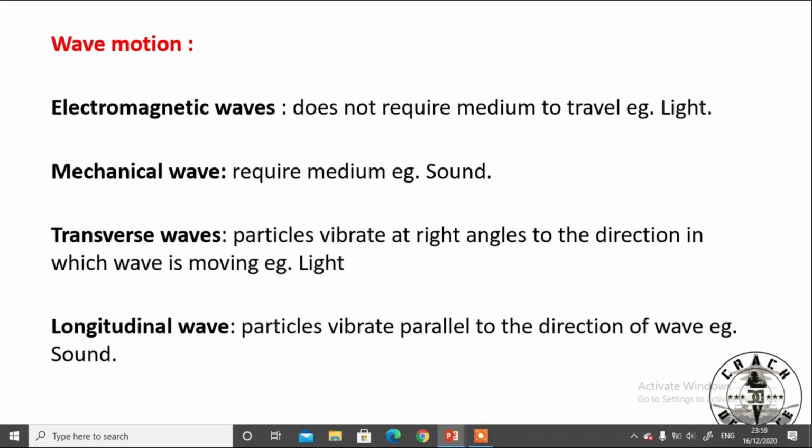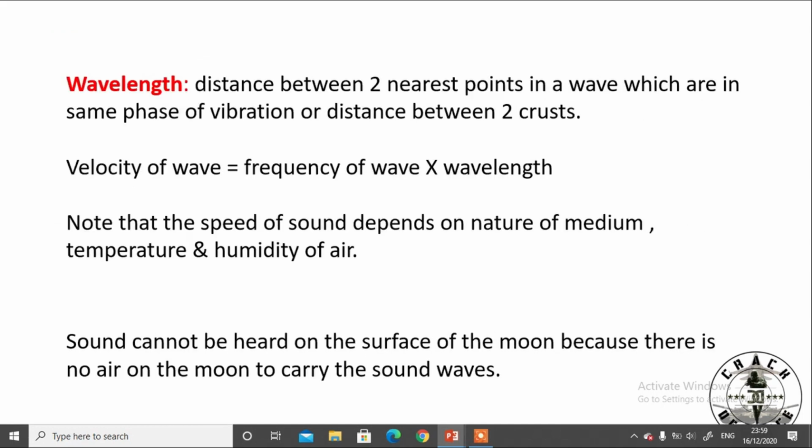Now what are transverse waves? The particles in a transverse wave vibrate at right angles to the direction in which the wave is moving, such as light. Now longitudinal waves are for sounds, that means where particles vibrate parallel to the direction of the wave.